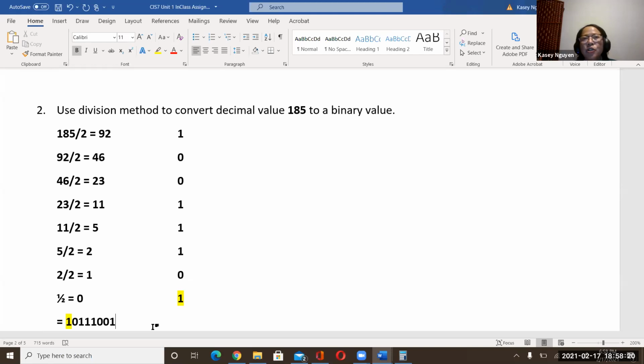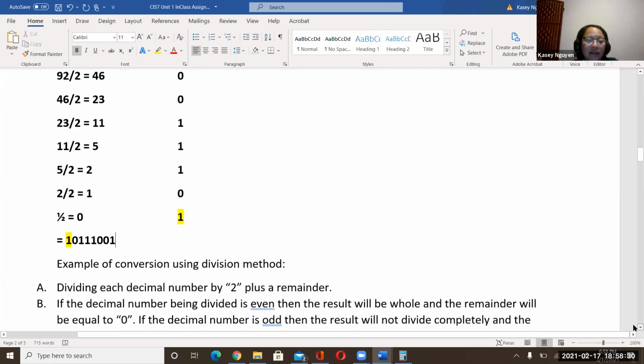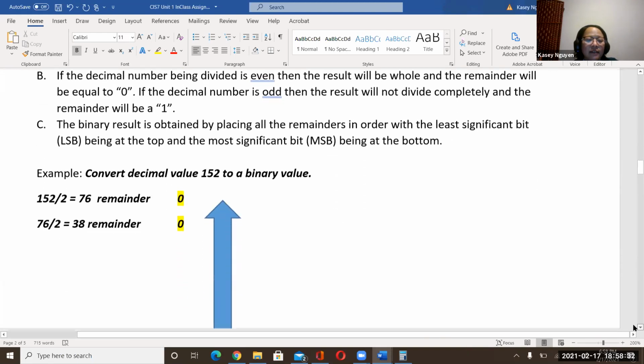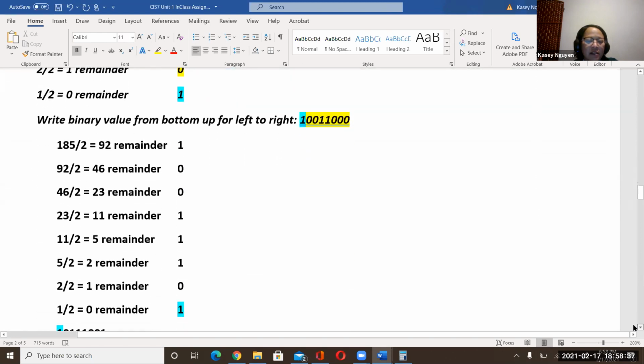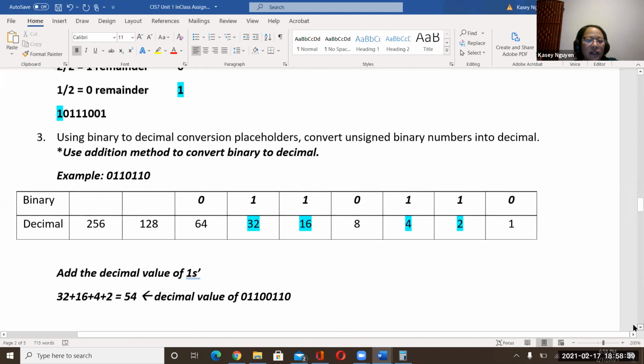Any question? Okay, so this is how the division method is used. You can also practice it, right? And sorry, that cuts off because I moved my stuff down further.